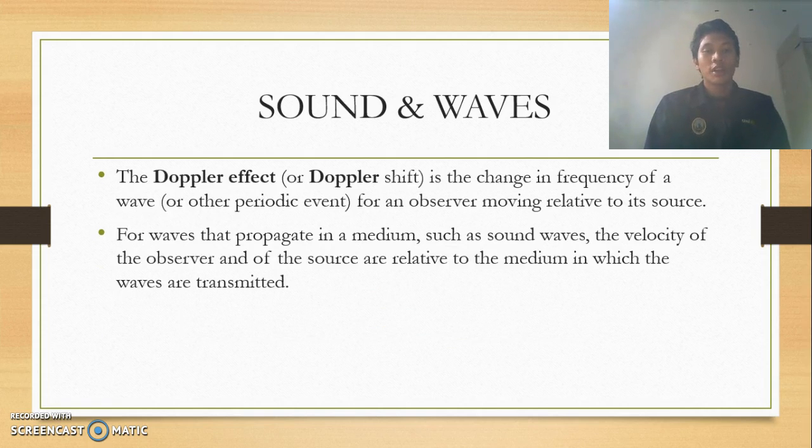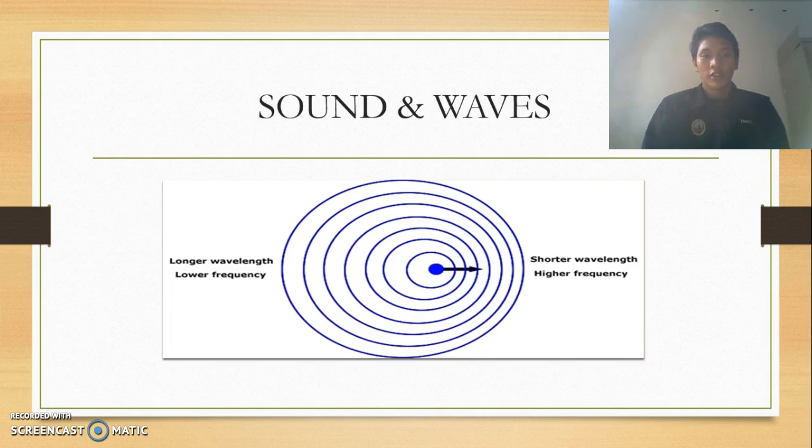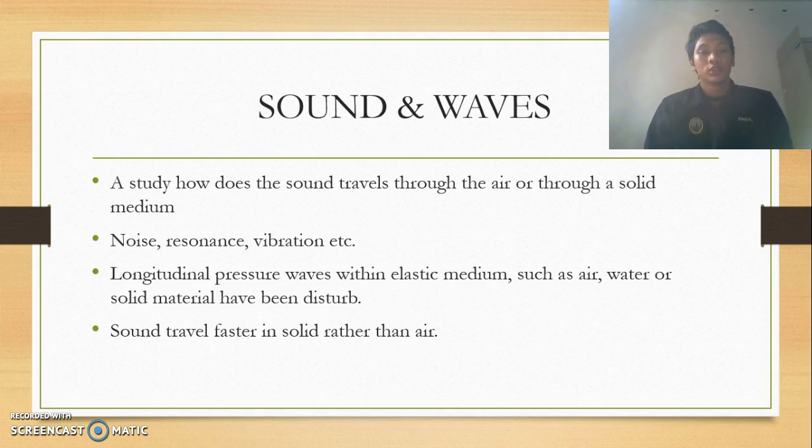Doppler effect. The Doppler effect is the change of frequency or wavelength for an observer moving relative to the source. As you can see, there is a difference between shorter wavelength and longer wavelength, higher frequency and lower frequency. Shorter wavelength has a higher frequency, longer wavelength has a lower frequency.